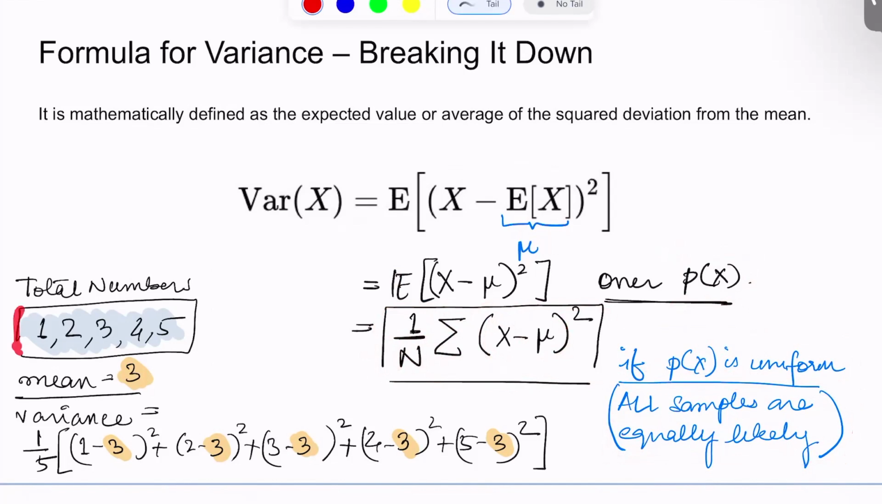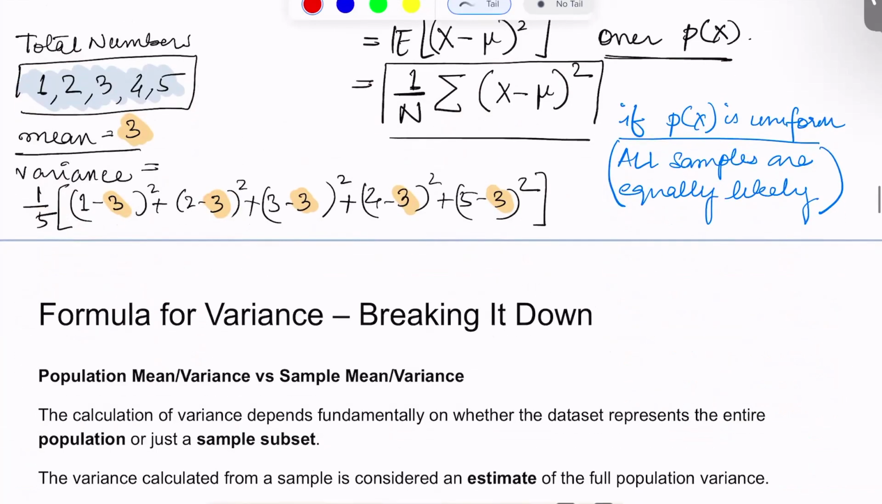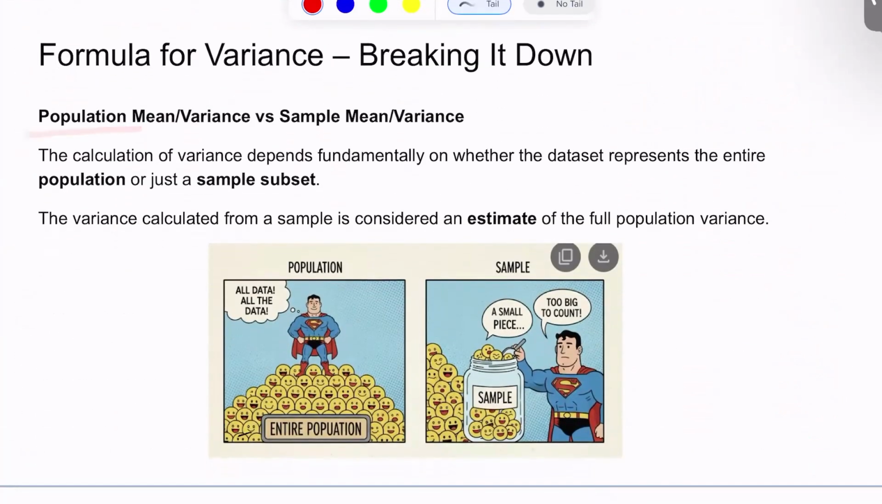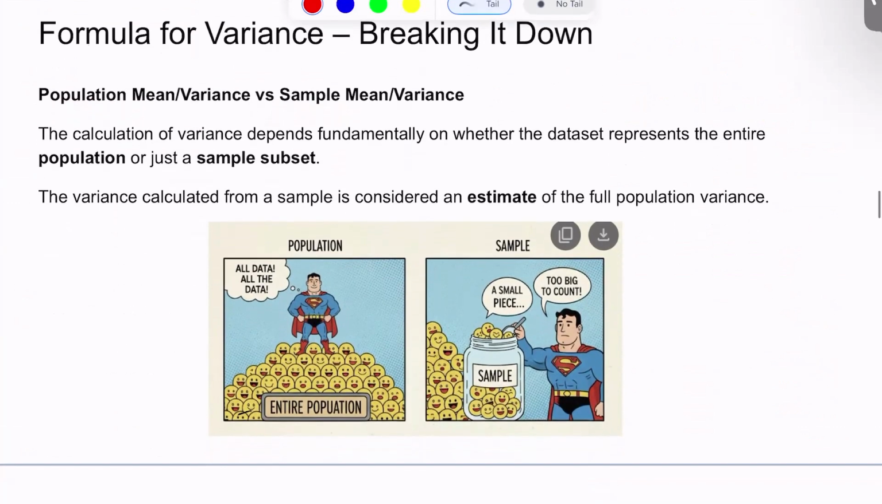Now, let's say for example we have these 5 numbers. The mean would be 3, and then the variance would be the sum of the squared deviations from this mean 3, and we'll divide it by the total number, that is 5. Now, it depends whether these numbers are actually coming from the population or from a subset of a population. What do we mean by that?